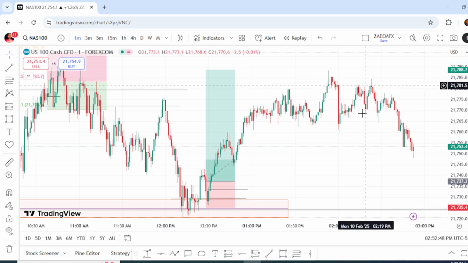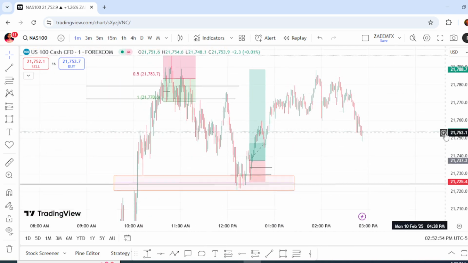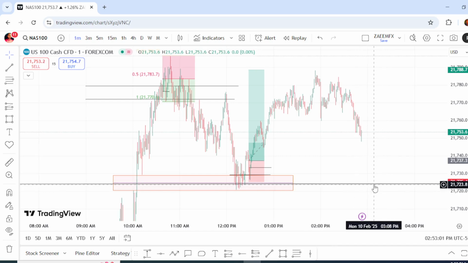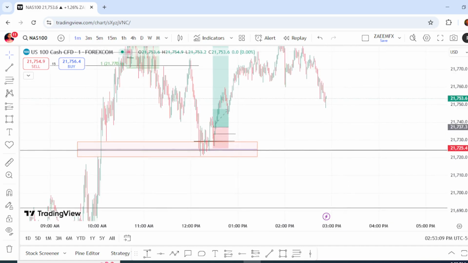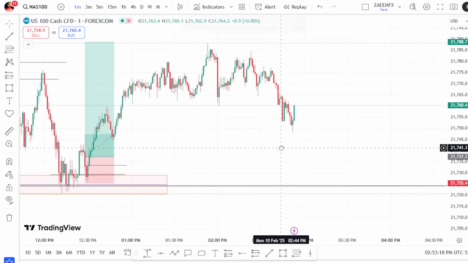I don't know what it's going to do next, but I'm very sure, and I hope, that this market should collapse to the downside and close here. I don't know if you are getting me. Or it will close here. So let's see what price action will give us, and hopefully on Wednesday we probably have another series.